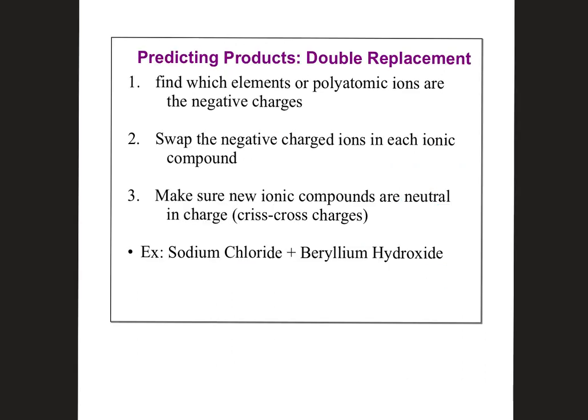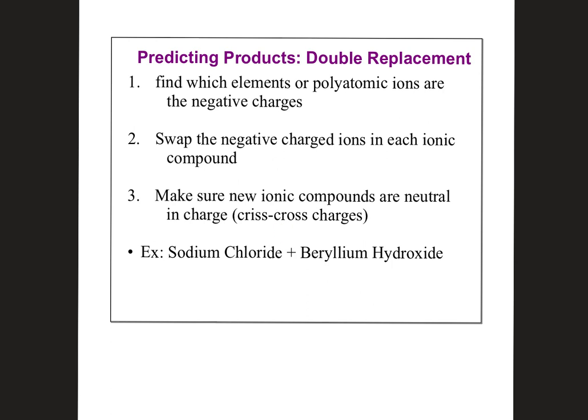All right, for double replacement, we know it's going to be a double replacement because we're going to see 2 ionic compounds reacting together. Here's what I like to do. I look for what element or polyatomic are the negative charges in each ionic compound. Those are always going to be the second items. I'm going to swap those second items in the compounds to make 2 new couples or 2 new ionic compounds. We need to make sure, just like we did with single replacement, that the new ionic compound is neutral, meaning we are going to crisscross.